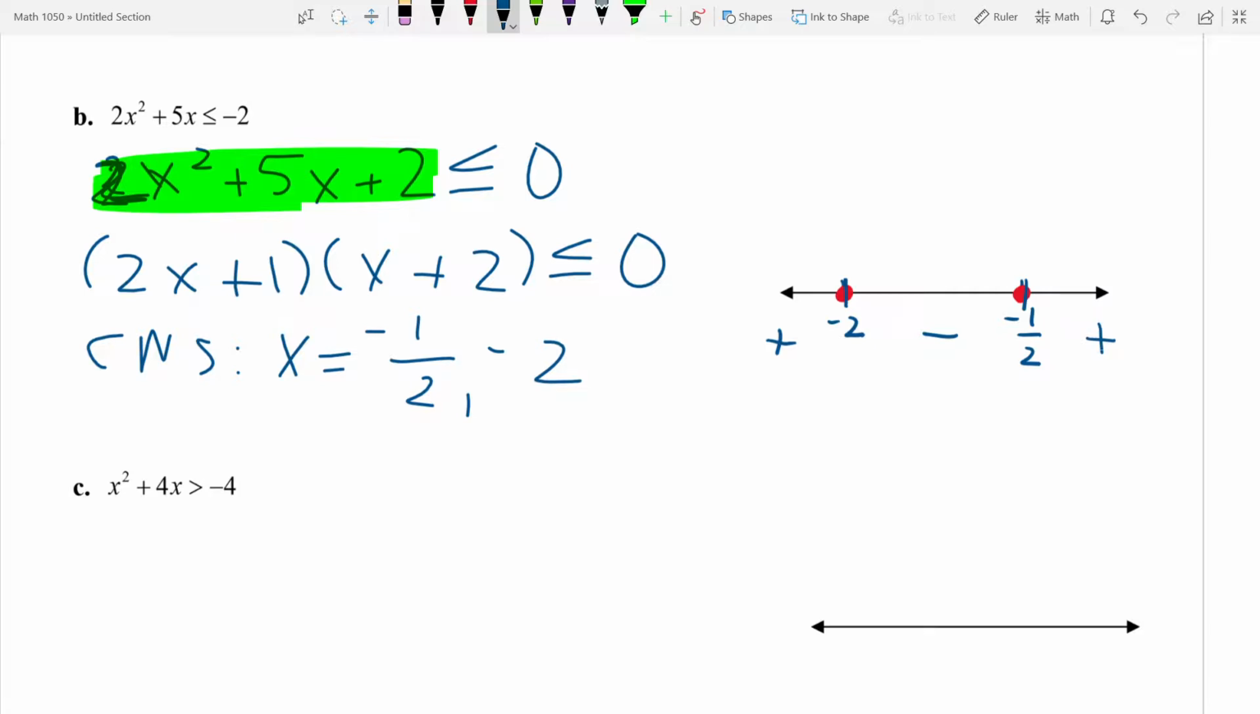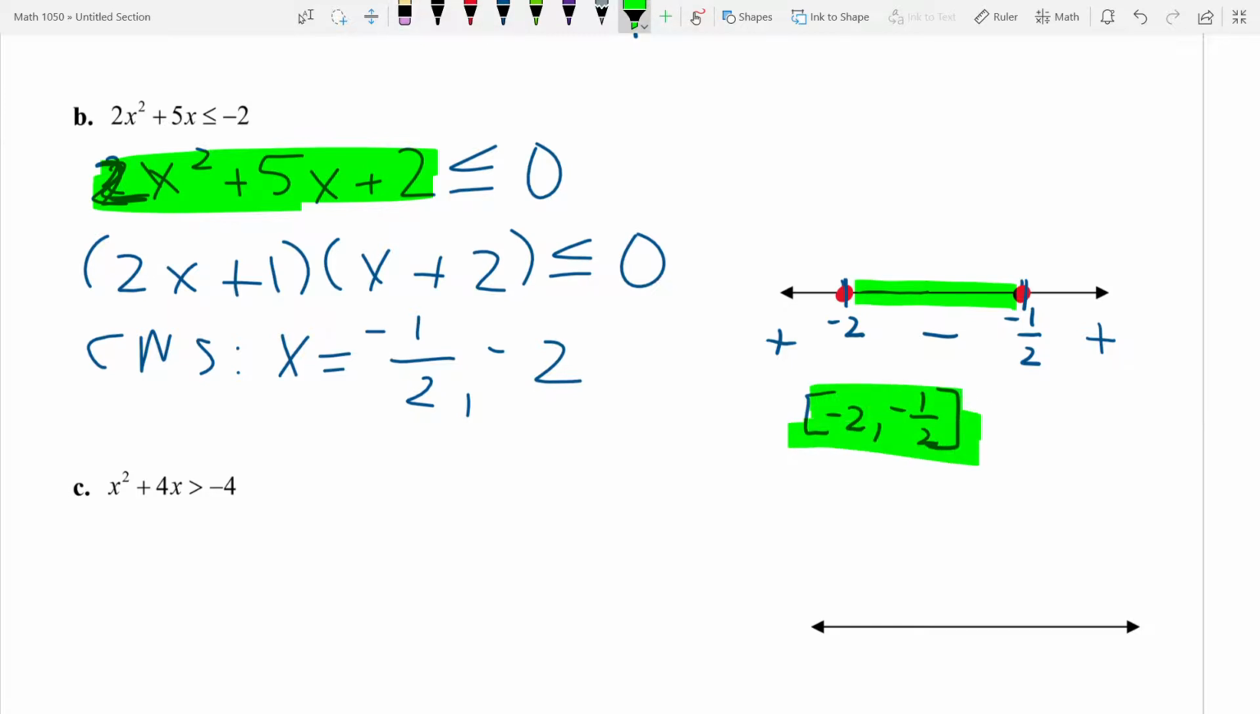Okay, so I'm looking for where the numbers are less than 0, and that's where they're negative, which is in the center. So my final answer in interval form is negative 2 with a bracket to negative 1/2 with a bracket. That's my answer, and I'm done.